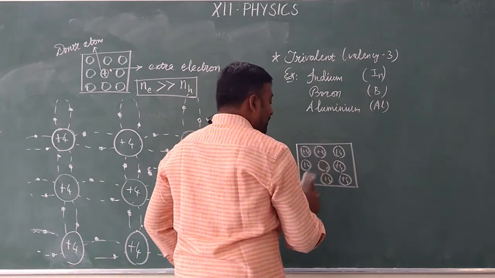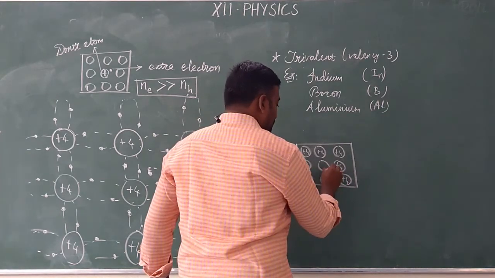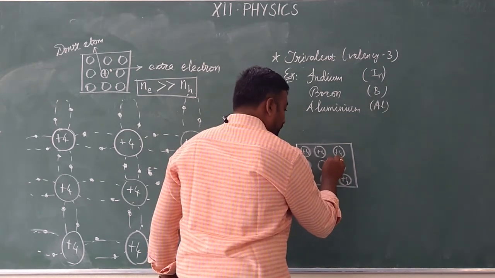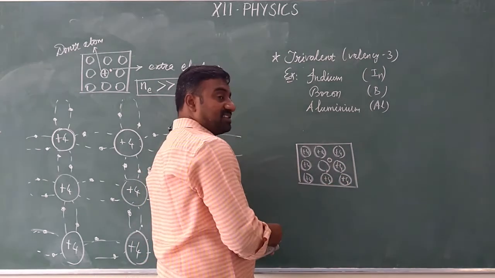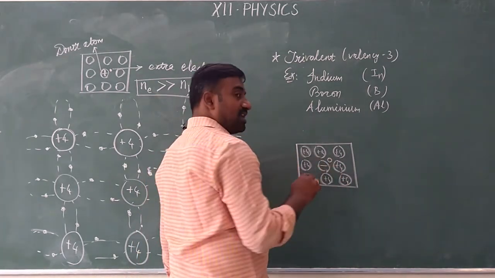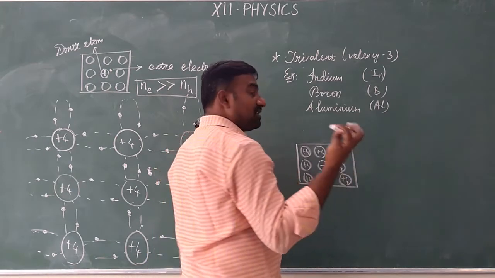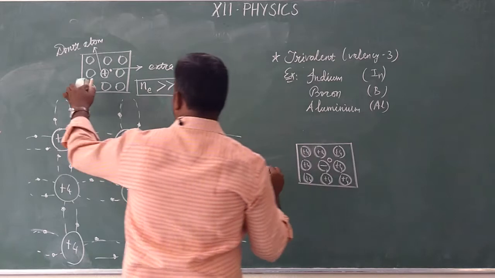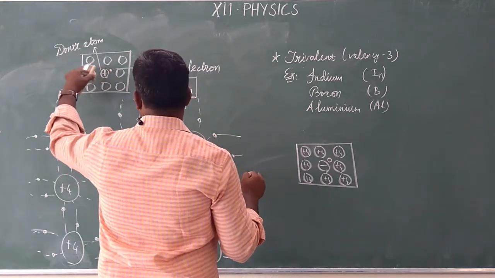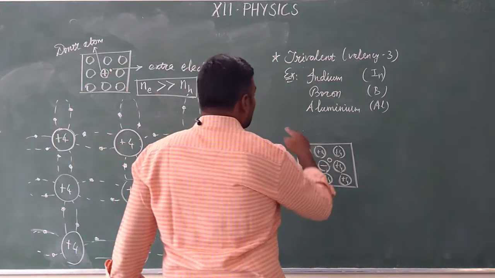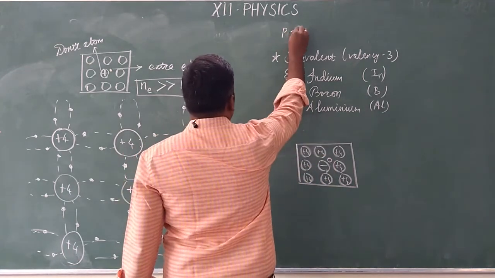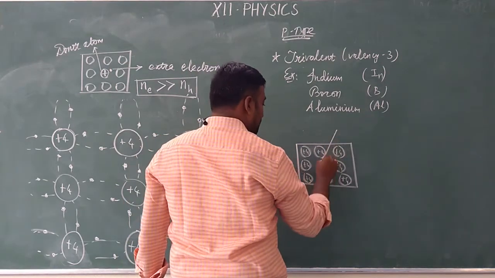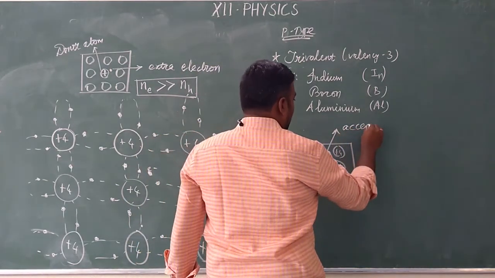So here the vacancies are created. It requires 1 more electron to complete, so it wants to receive electrons from the neighborhood atoms. So in the N-type, that is a donor atom because it has 1 extra electron. But in a P-type, this is an acceptor atom, and it has holes.